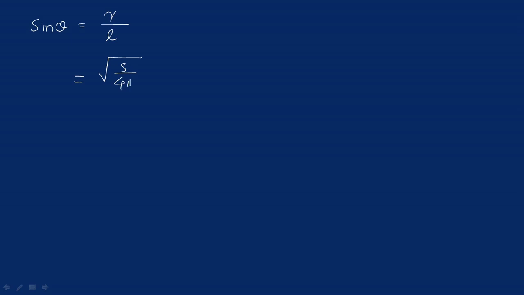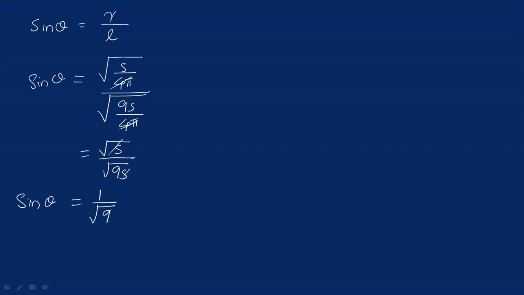Substituting that, we have root of s by 4π divided by root of 9 by 4 times s by π. Cancelling the terms root 4π, we have root s by root 9s. Again cancelling root s, we have 1 by root 9. What is 1 by root 9? That is 1 by 3.